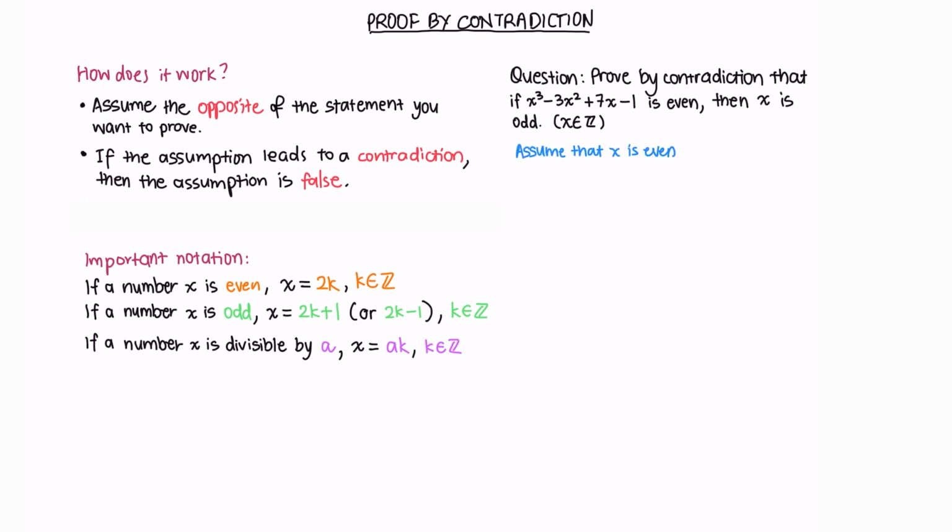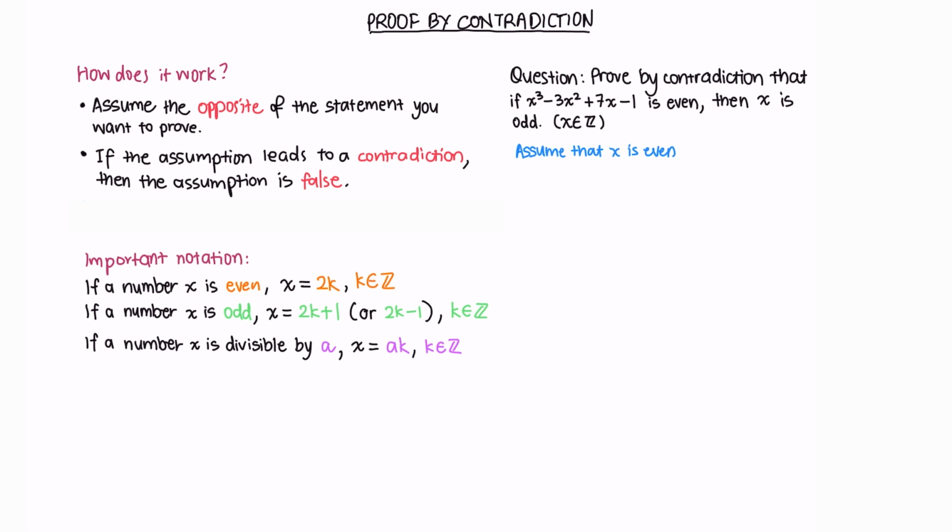To give another example, let's say the question wants you to prove that x is more than 2. Then the opposite of what you want to prove will be x is less than or equal to 2. Okay, let's go back to the question. You want to assume that x is even.